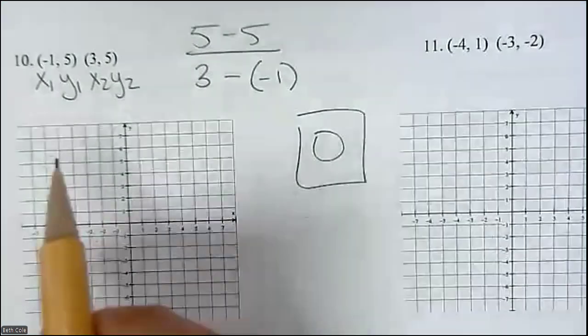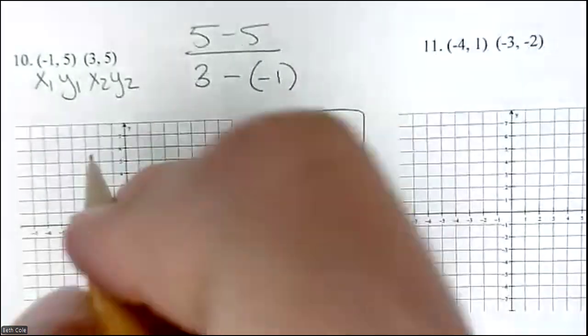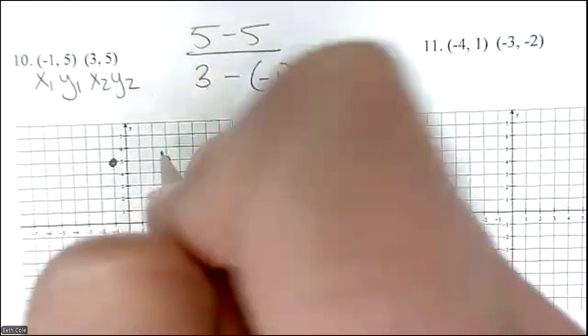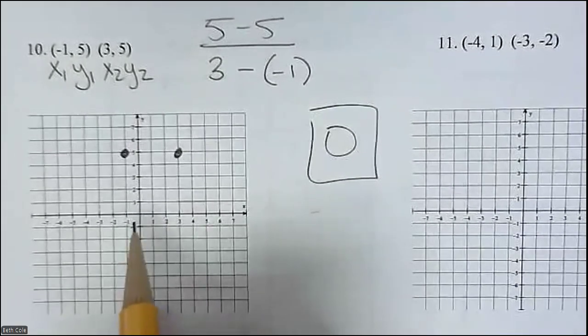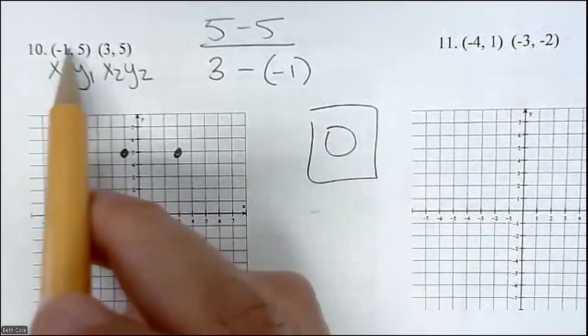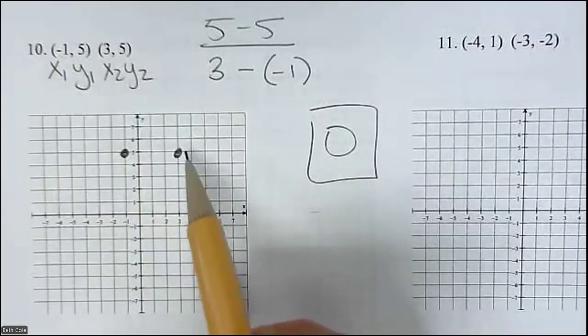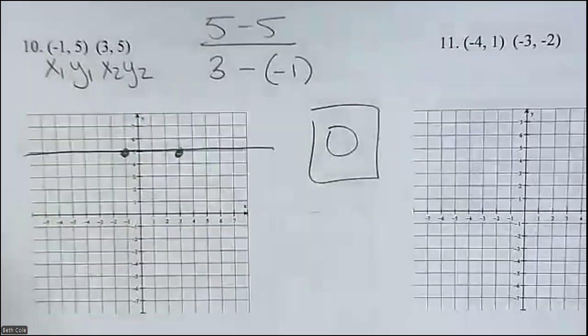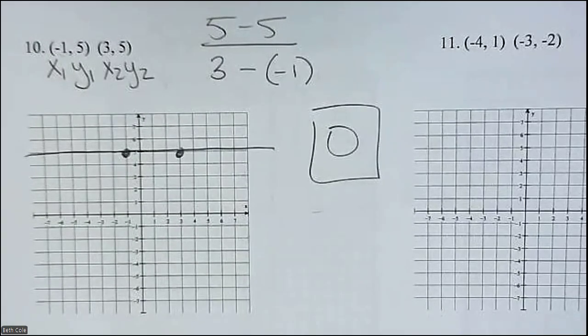And so when you plot those 2 points, (-1, 5) and (3, 5). Yeah, it's right here. (-1, 5) and (3, 5). When you connect them, do you see how it's a 0 slope? Yeah, it should make sense. Everything in math should make sense. It's like nothing should be a surprise.